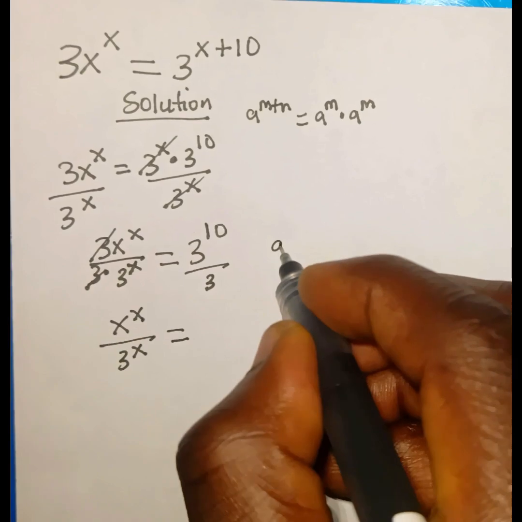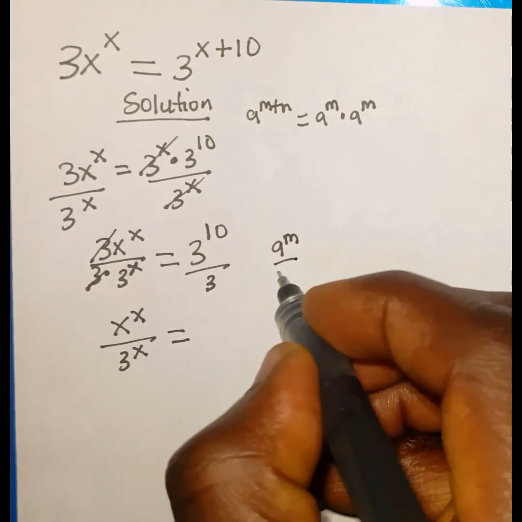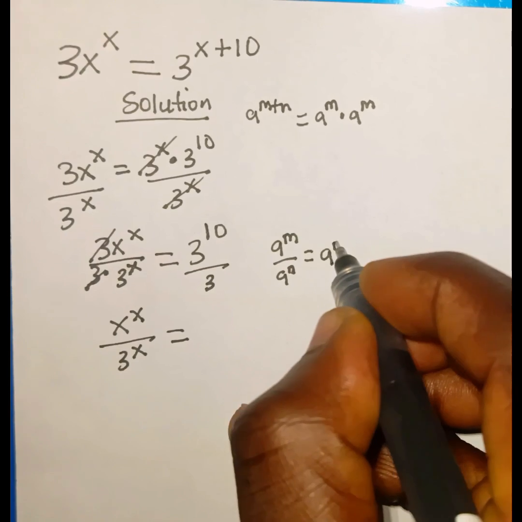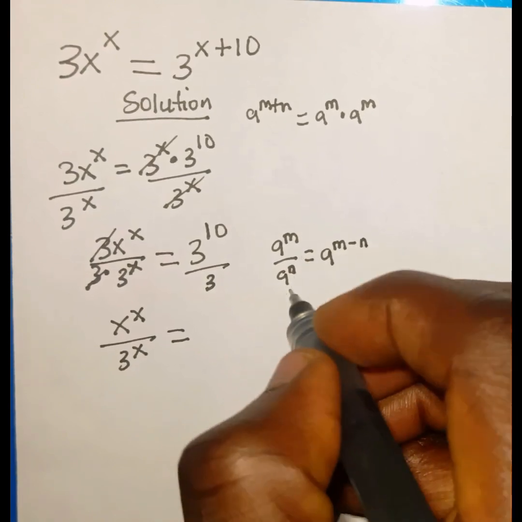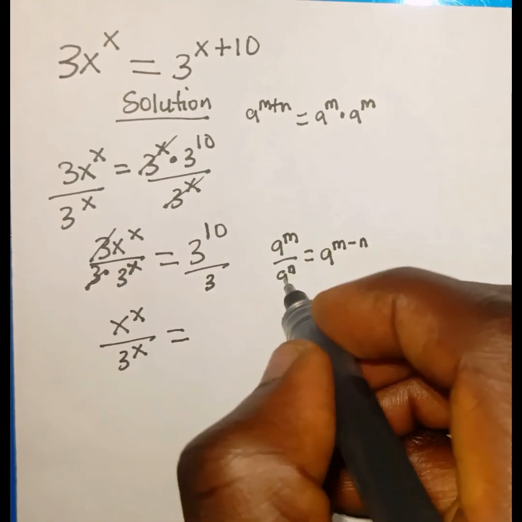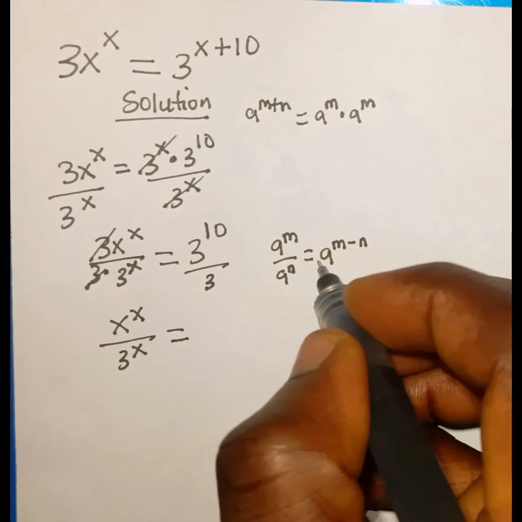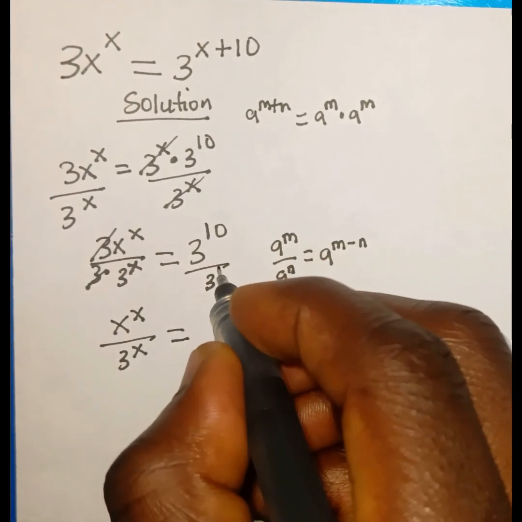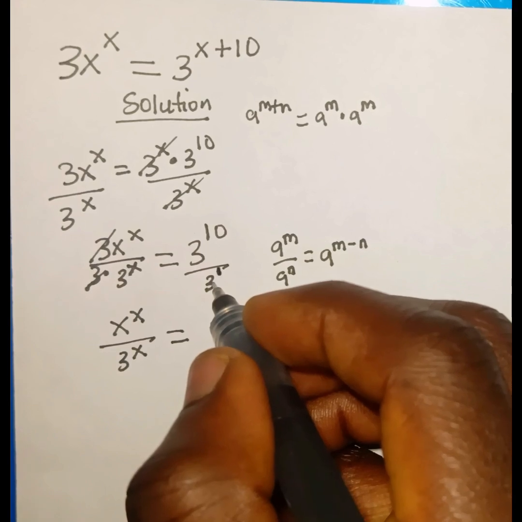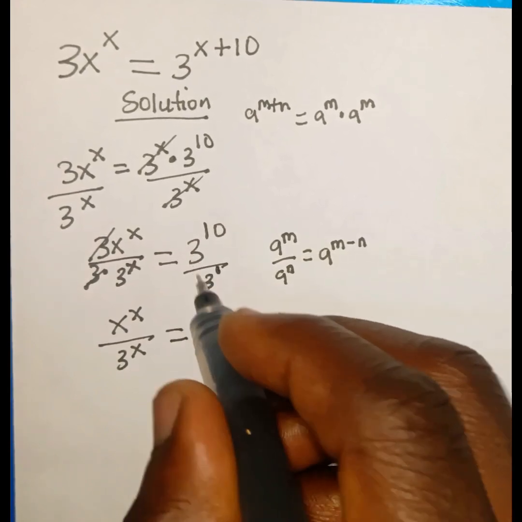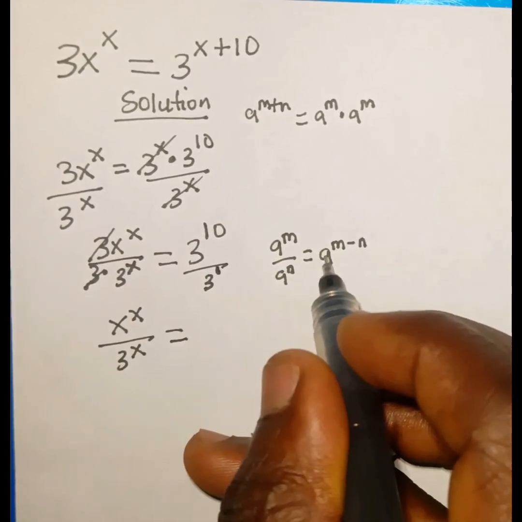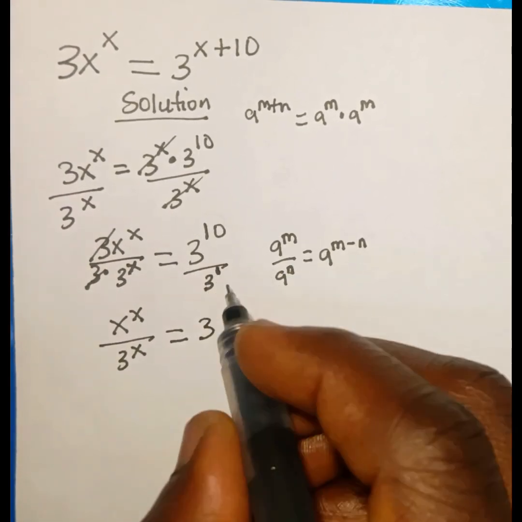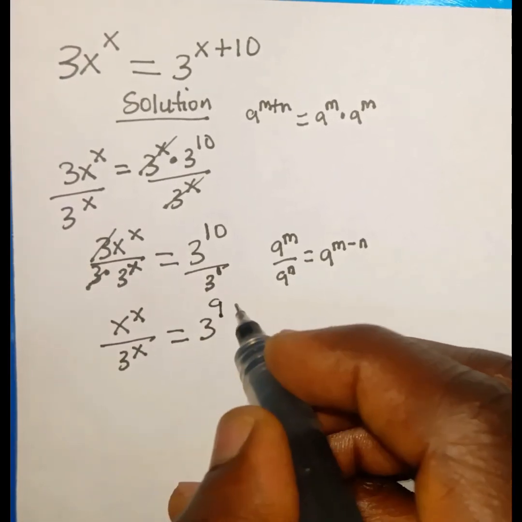Recall that when we have a^m over a^n, this is the same as a^(m-n). So this is the division property of indices. When the bases are the same, we just write one of the base, then we subtract the power. Here 3 can also be written as 3 to the power of 1. So now we have 3 and 3, the bases are the same. We write one of the base, which is 3, then we subtract the power. 10 minus 1 is going to give us 9.